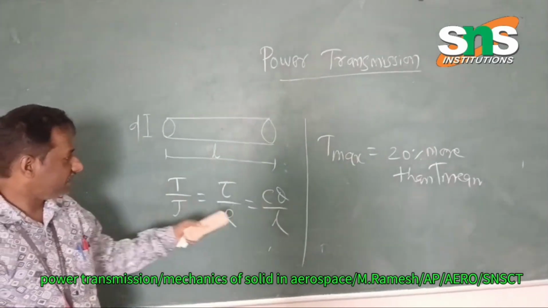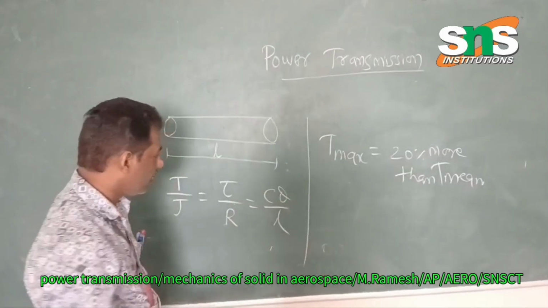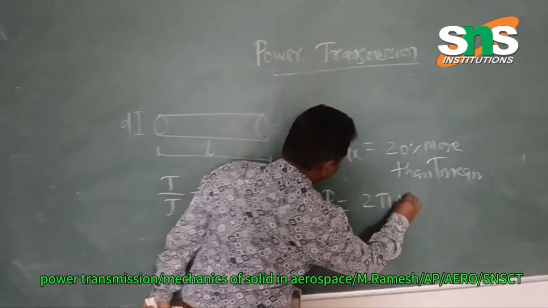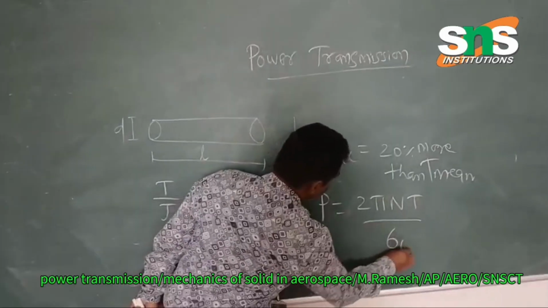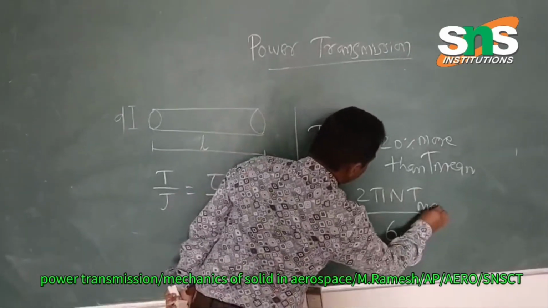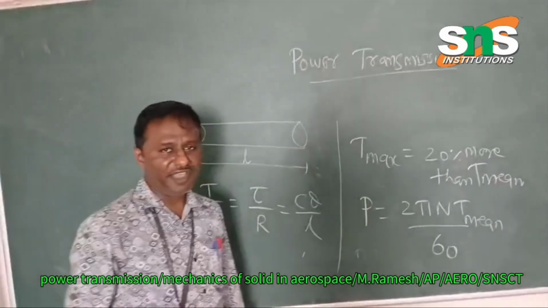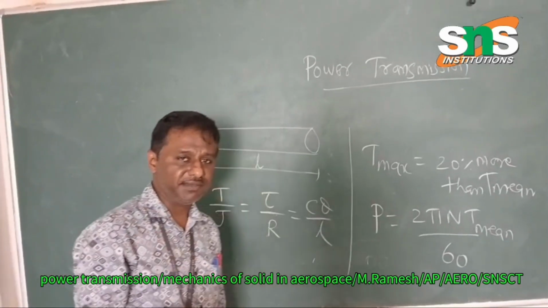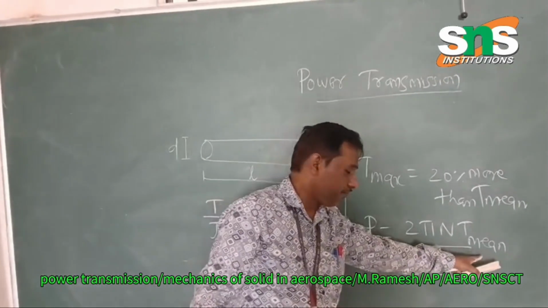Okay, and this T mean, where does T mean come? In power transmission, P equal to 2 pi N T by 60. Here this torque is called mean torque. So where we are going to apply the mean torque as well as the maximum torque? We should not apply maximum torque.